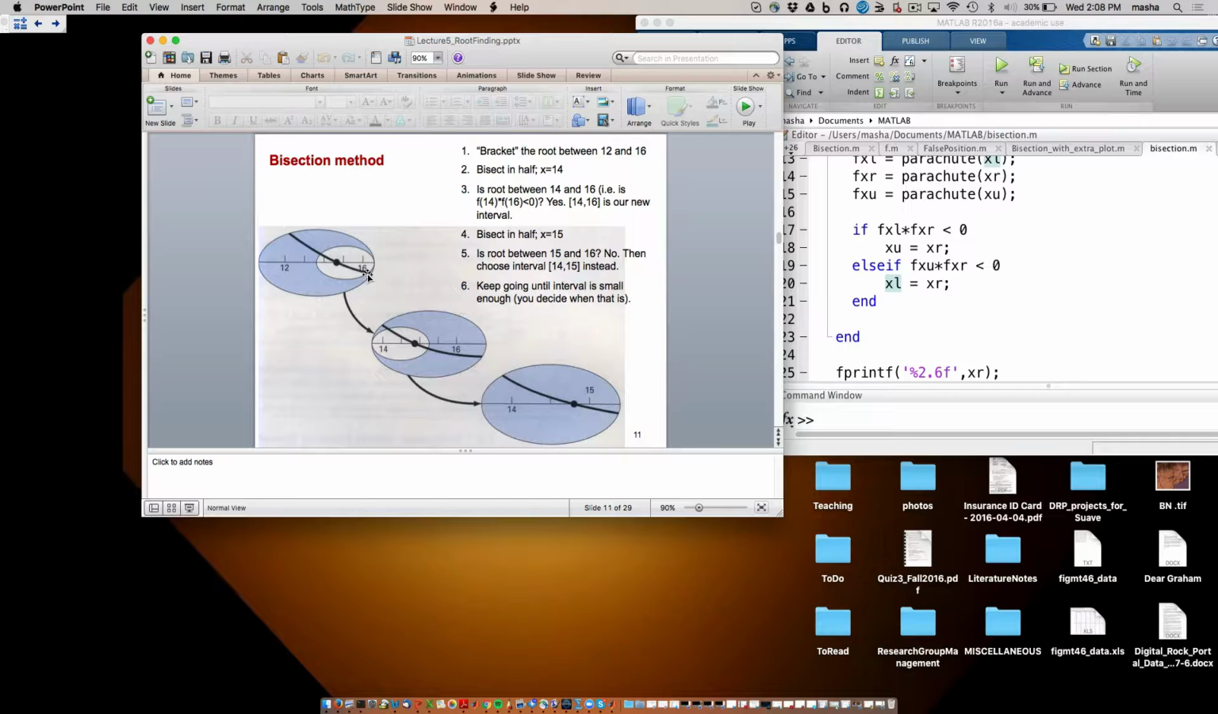When do I stop? You never get to the exact point. Rarely you get the exact point, but you get close. How do we define close? So the length of this interval has to be small enough, and I decide what's small enough.